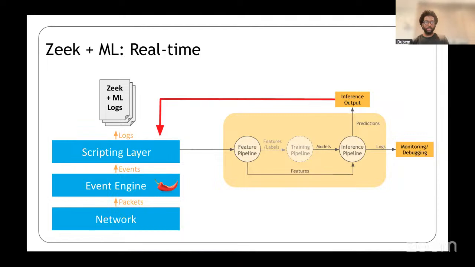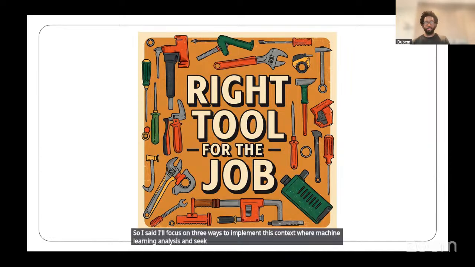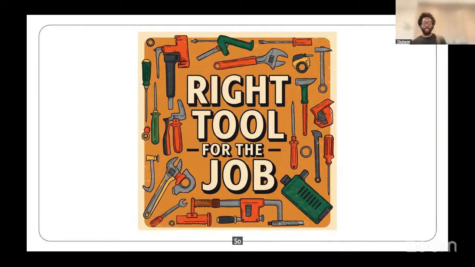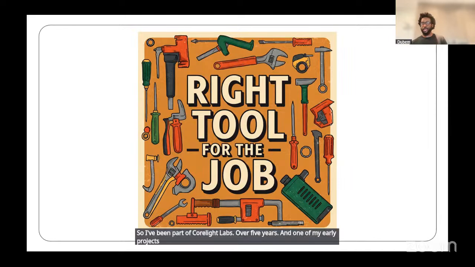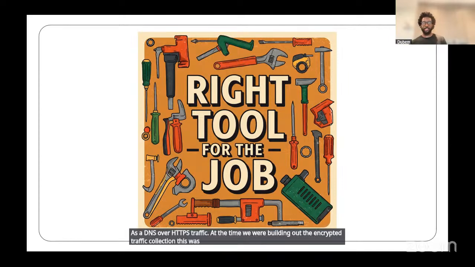And with that, let's get into the first. So I said I'll focus on three ways to implement this context-aware machine learning analysis in Zeek. The first is using Zeek plugins and built-in functions, and I'll tell a story of how this came about. So I've been part of Corelight Labs over 5 years, and one of my early projects at Corelight was writing a package to detect DOH, as a DNS over HTTPS traffic. At the time, we were building out the encrypted traffic collection. This was a suite of packages to detect encryption and encrypted activities on the network.